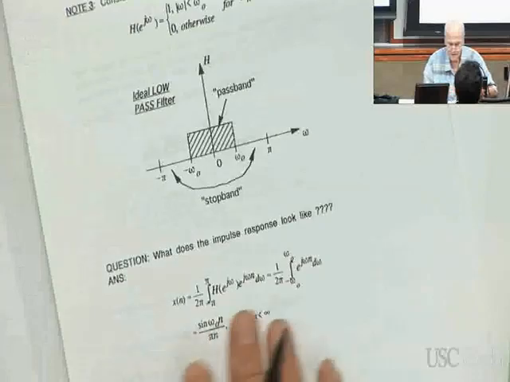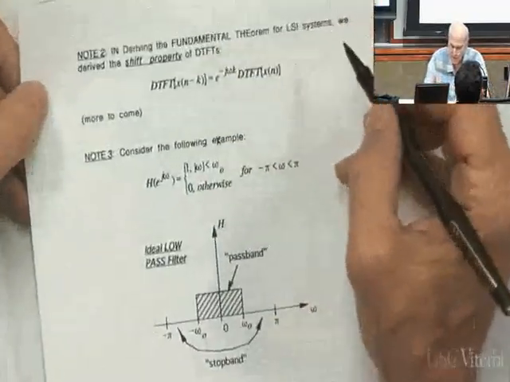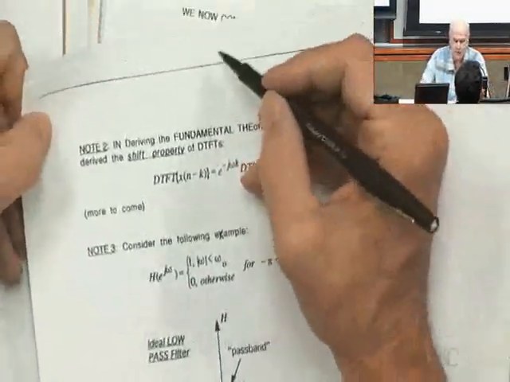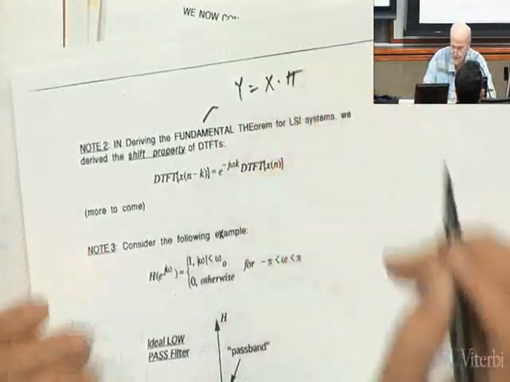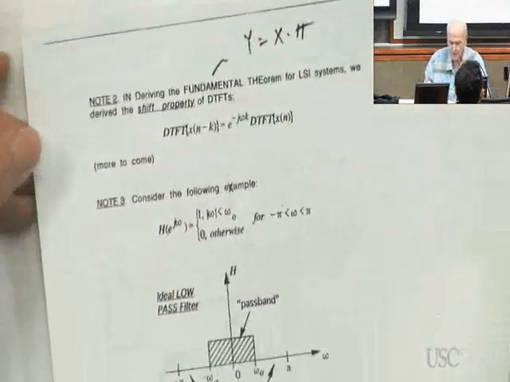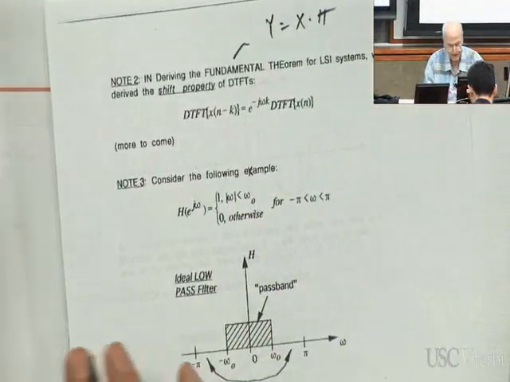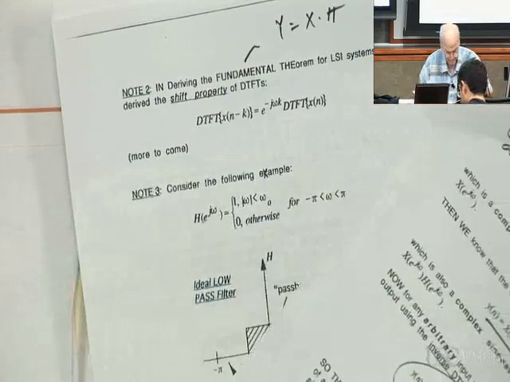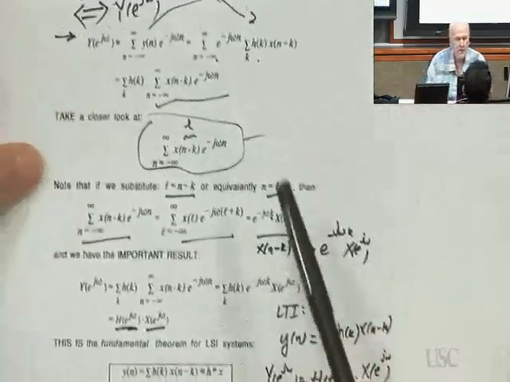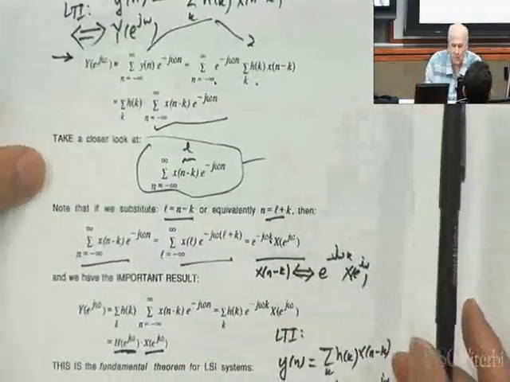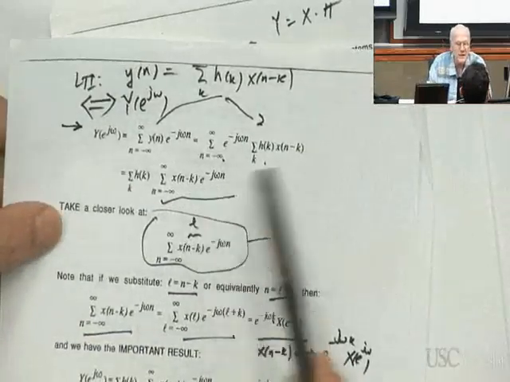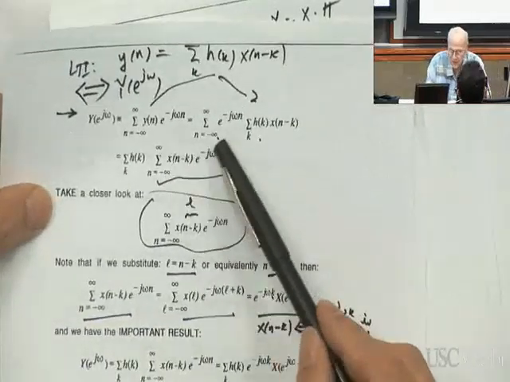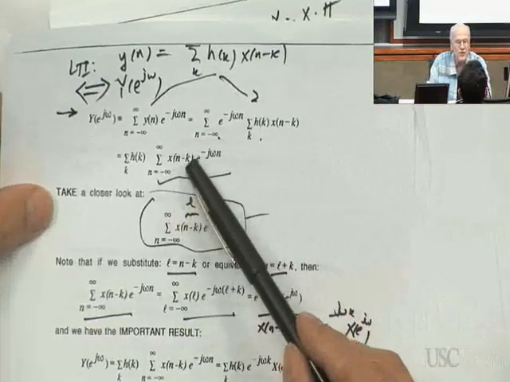Let's see what else. In deriving the fundamental theorem for LSI systems, that was, by the way, as you recall, y equals x times h, we derived the shift properties. It was really from last time, but when we did this transform, at some point we had a transform involving x of n minus k, so that is really a shifted version of x of n, time shifted by k samples.